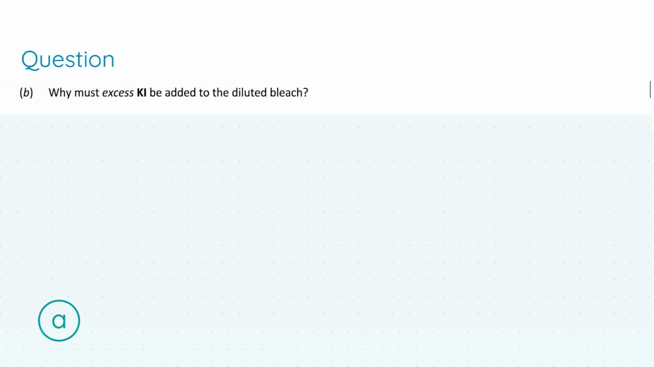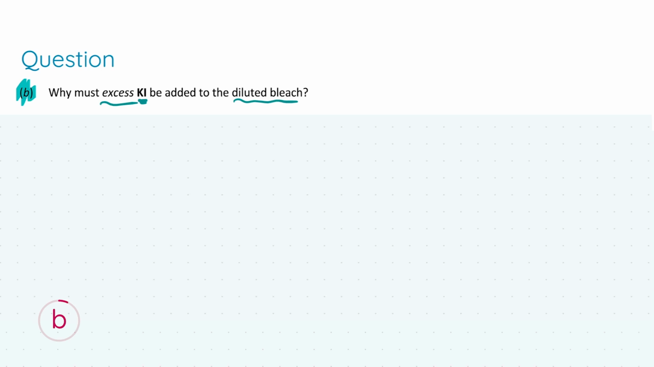In part B, we are asked, why must excess potassium iodide here, so KI, be added to the dilute bleach solution? So this is actually one of the more difficult or tricky parts, I remember, of this experiment. When I was studying it, I always found this a little bit difficult to understand, but it actually boils down to a fairly simple explanation.